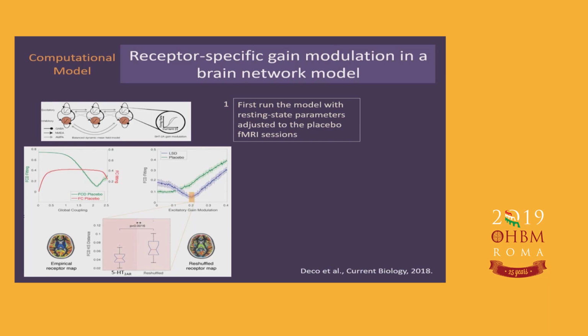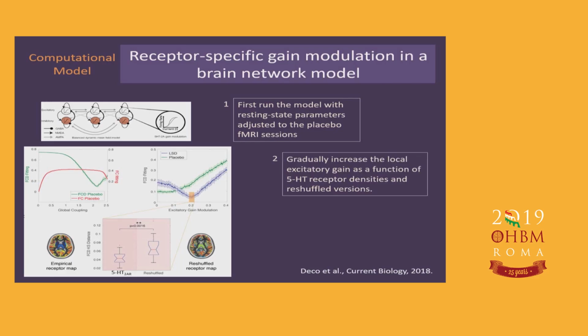Here we show how we obtain the best fitting global coupling parameter. Then we change the excitatory gain modulation, which means we change the slope of the curve of the input-output function that scales the degree of firing rate of the excitatory population. And we see that as we increase the gain modulation in specific brain areas, we obtain a better fit. When we minimize this fitting measure, it means the fit is better to the LSD dataset compared to the placebo.